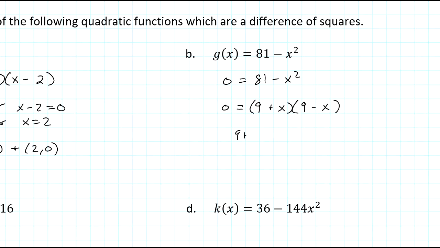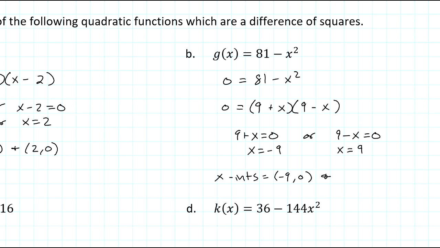So we have 9 plus x equals 0 or 9 minus x equals 0. Solving these, we get x equals negative 9 or x equals positive 9. So the x-intercepts are the points negative 9, 0 and positive 9, 0.